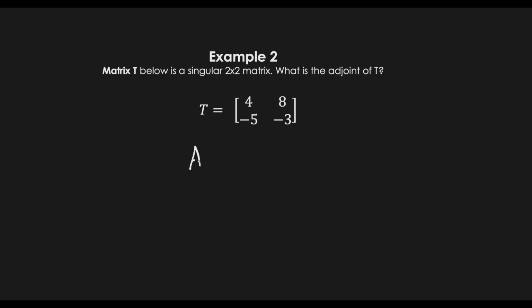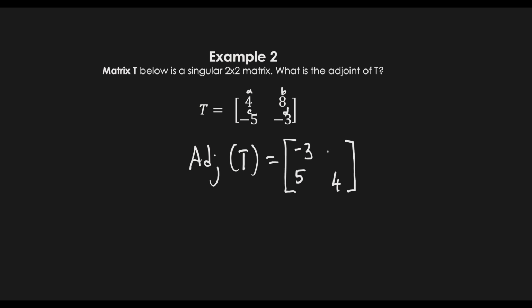For the adjoint of T, remember what we did earlier, we swap this here, which is representing the a part, with the d part. Then we would end up having -3 here and 4 here. It doesn't matter what the sign is, we're just swapping the number itself, or the element. Now, with the c and the b, we leave those numbers there, but we change the sign. So if this is -5, it turns to +5. And since this is +8, it turns to -8. So when we look at this now, our adjoint is this.